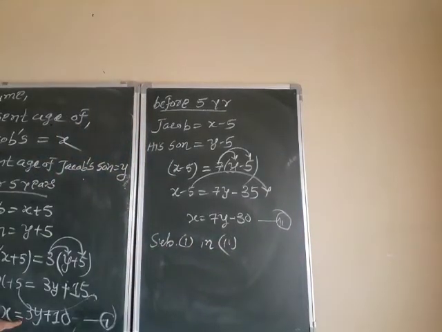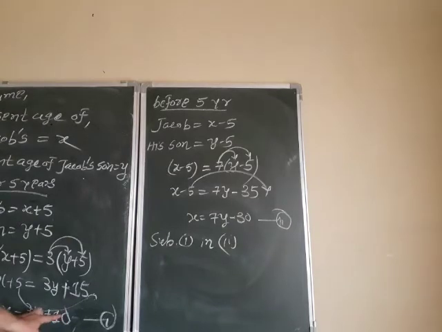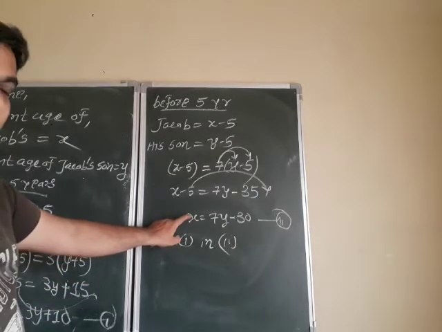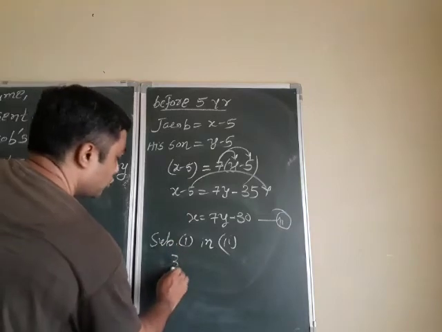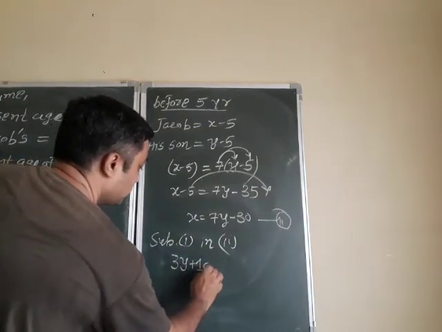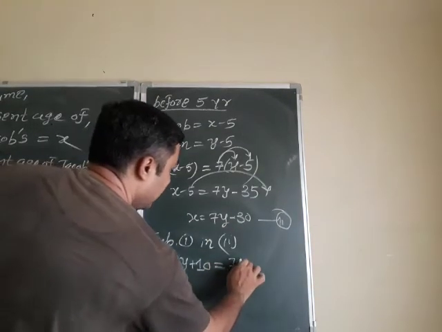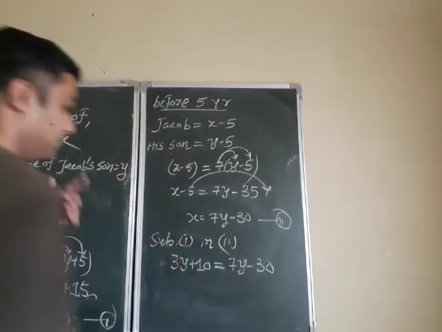So what is your equation 1? 3y plus 10. X is 3y plus 10. So this x I am replacing with 3y plus 10. So this is 3y plus 10 is equal to 7y minus 30.